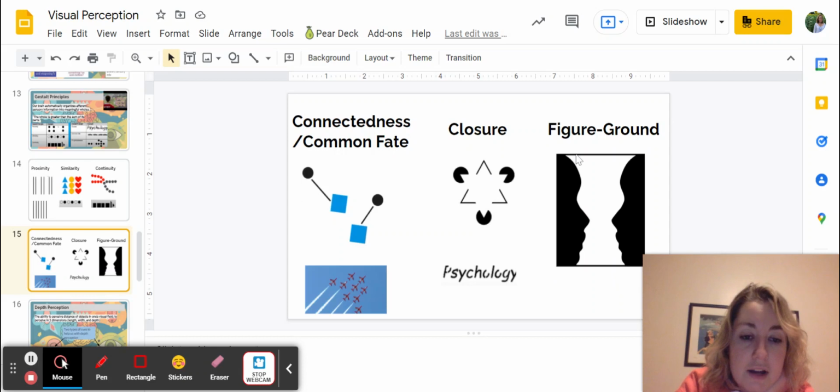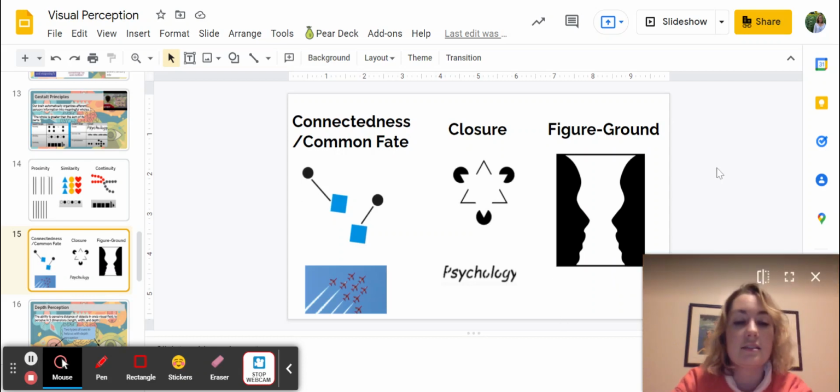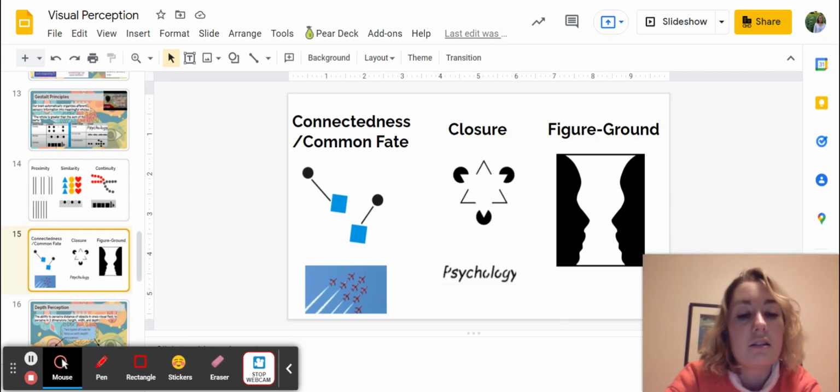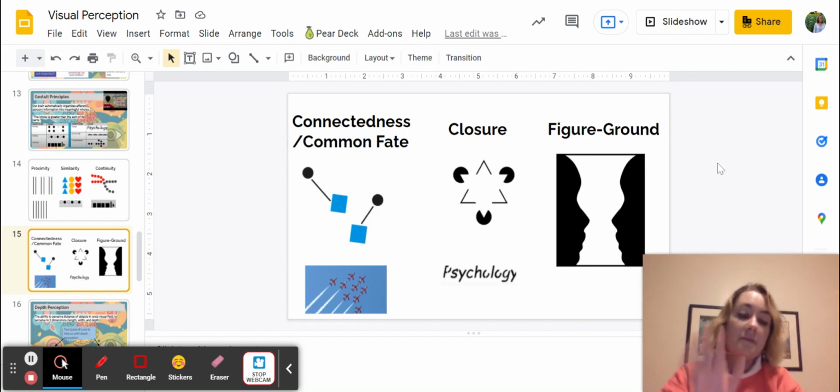Then we've got figure ground. And this is basically the idea that in an image like this, there's a figure and then there's a ground, which is like the background. So we automatically pull out a figure, which is the main thing to focus on, and then create an automatic background, right? There's always the focus figure and then the background.